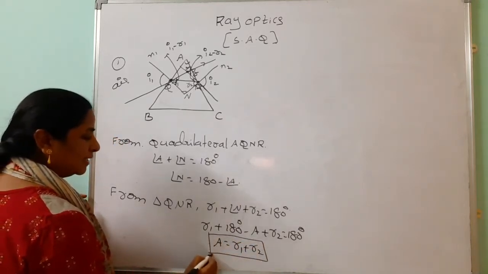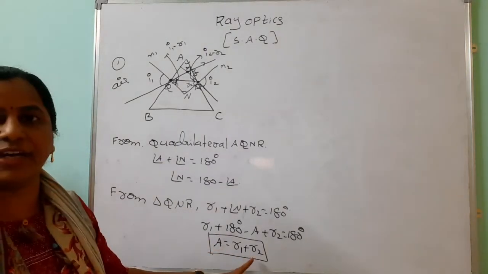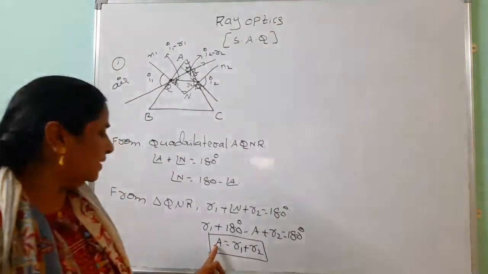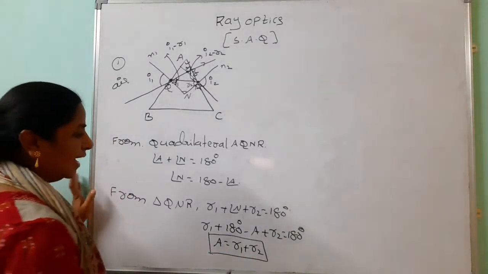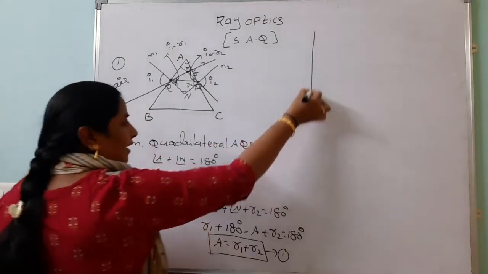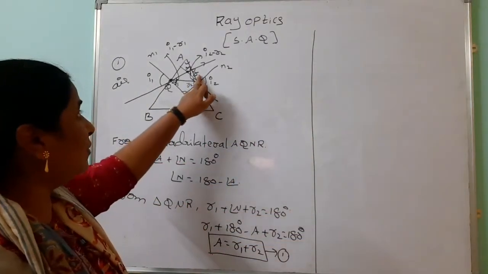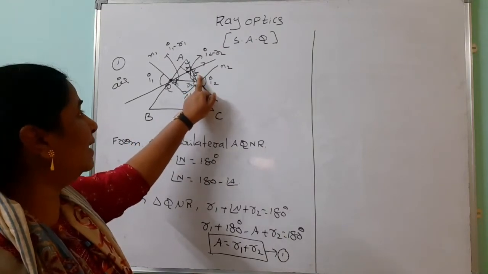It is the expression for the angle of the prism. So based on the refractions, we can find out the angle of the prism. A equals R1 plus R2. We can take this as equation number 1. Then we can focus on the angle of deviation. Look here, the angle of minimum deviation is represented by delta.